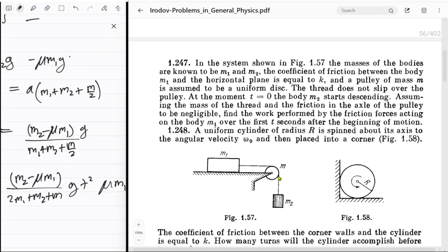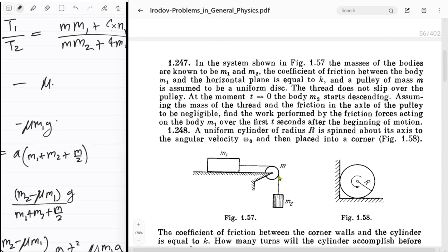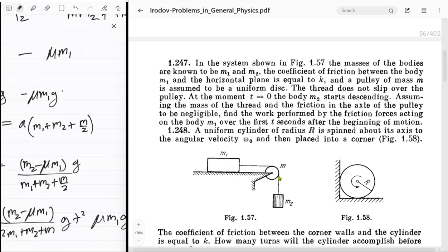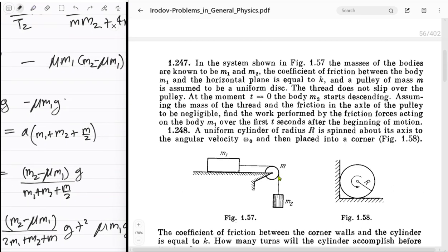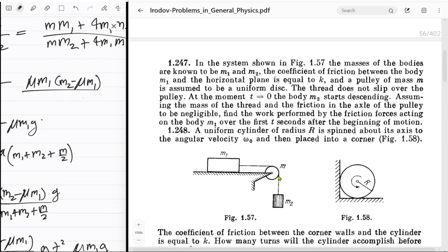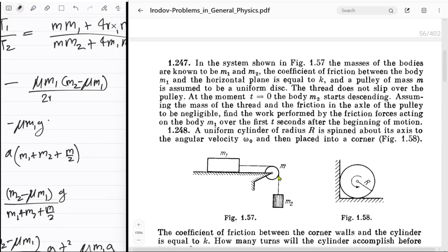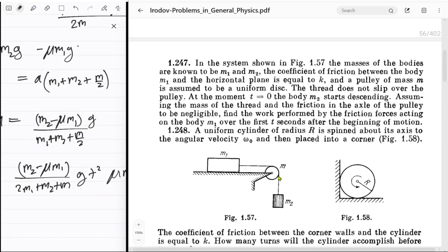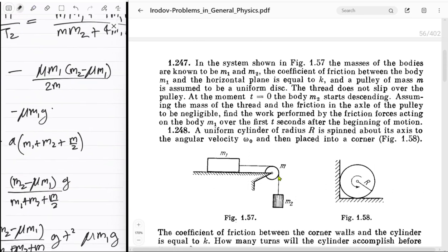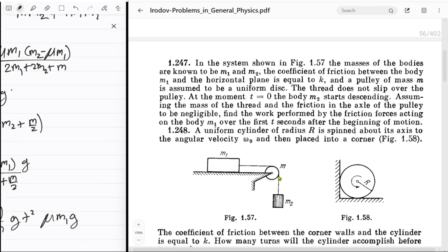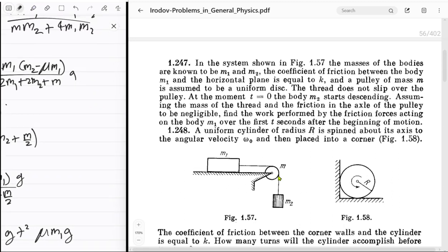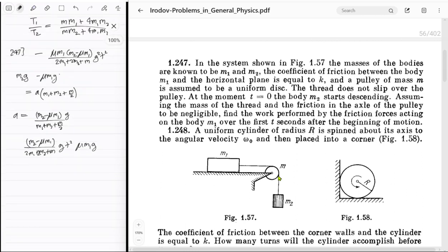Just work it out: mu m1, times (m2 minus mu m1), assuming it actually does go down. And if it doesn't go down, it won't go down ever. Upon this, so 2, hey, isn't it supposed to be 2m2 as well? Yes, 2m1 plus 2m2 plus m, like that. And then you have g squared t squared. Right, that's the thing. Next question.